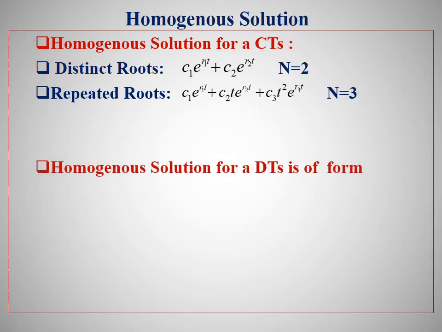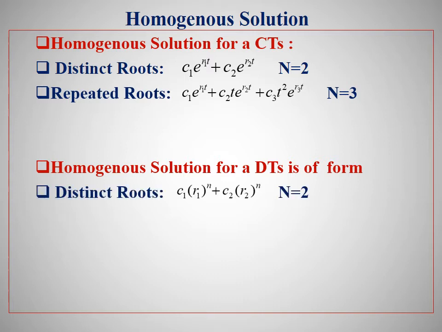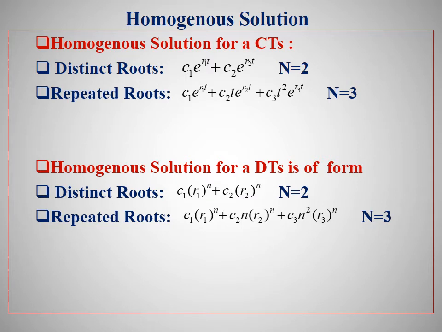Next, let us consider the homogeneous solution for a discrete time system. For distinct roots with n equal to 2, the solution is going to be C1 r1 power n plus C2 r2 power n, where r1 and r2 are the roots of the equation. For repeated roots with n equal to 3, in the case of a discrete time system, the homogeneous solution is going to be of the form C1 r1 power n plus C2 n r2 power n plus C3 n squared r3 power n.